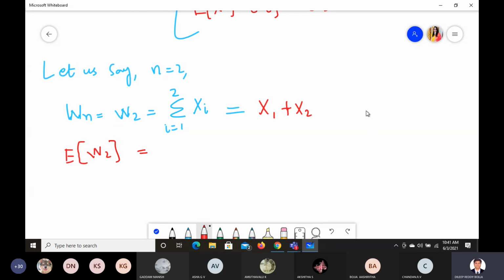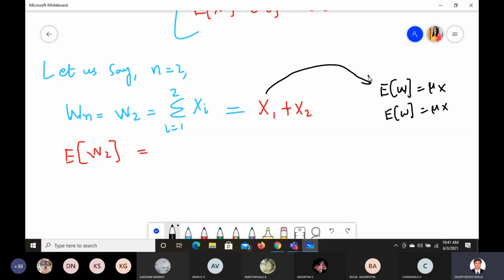See, very simple. Expectation of W is mu x. Let us say this is x1 and this is x2. Now what is the answer here? 1 mu x plus the other mu x, 2 mu x. Exactly. So mu x plus mu x we are going to get, that is equal to 2 mu x.